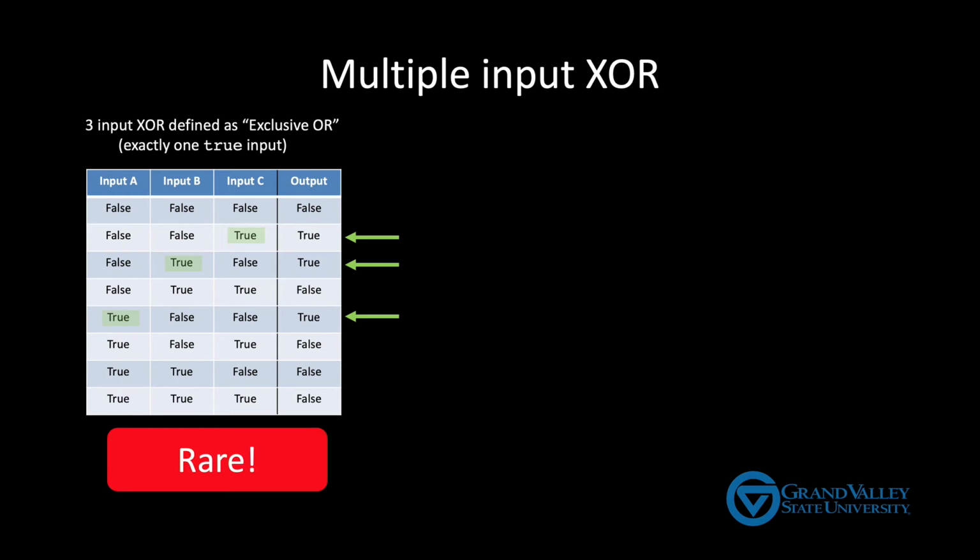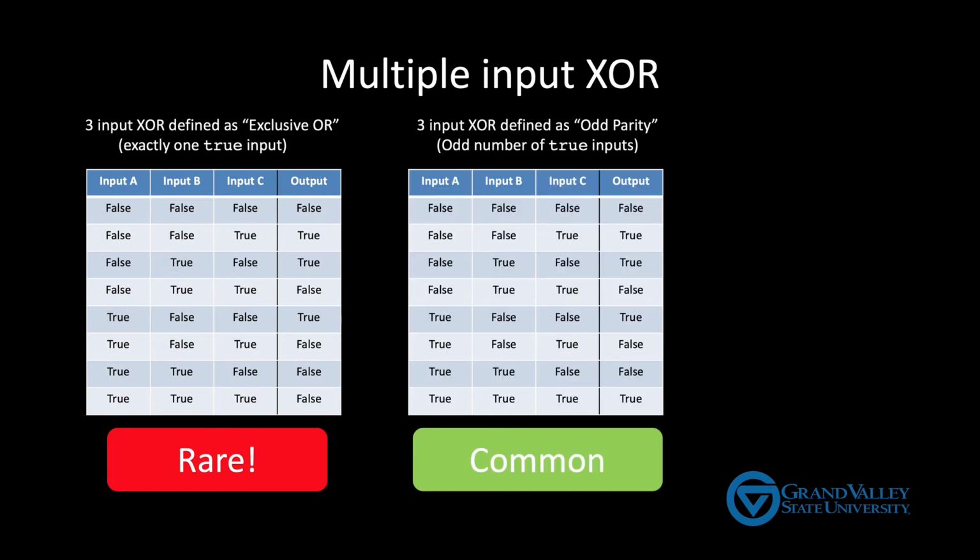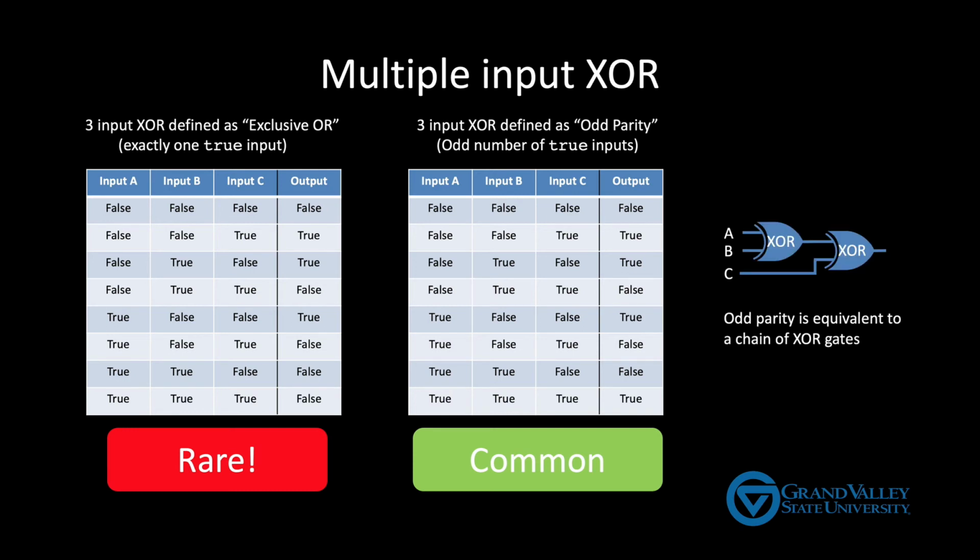What's far more common is to treat the multiple input XOR as an odd parity function, meaning the output is true when the number of true inputs is odd. It turns out to be equivalent to putting together a chain of 2 input XOR gates. So that's not quite a perfect match for at least what I would expect for a 3 or more input XOR gate, but it's not completely ridiculous.